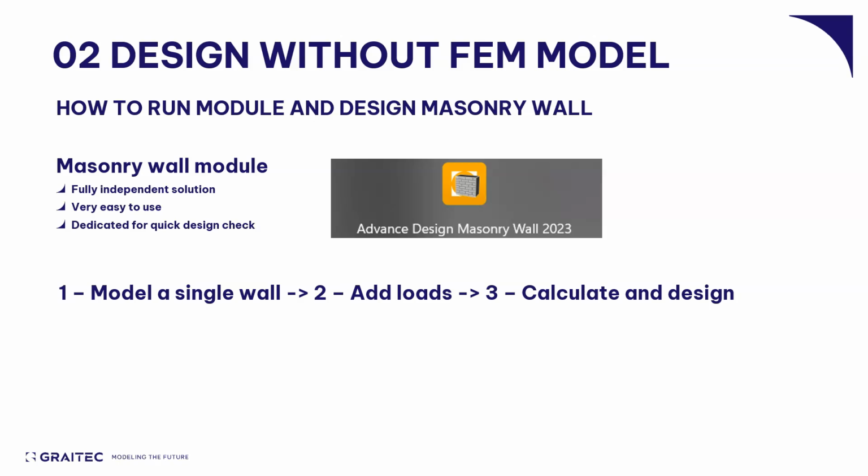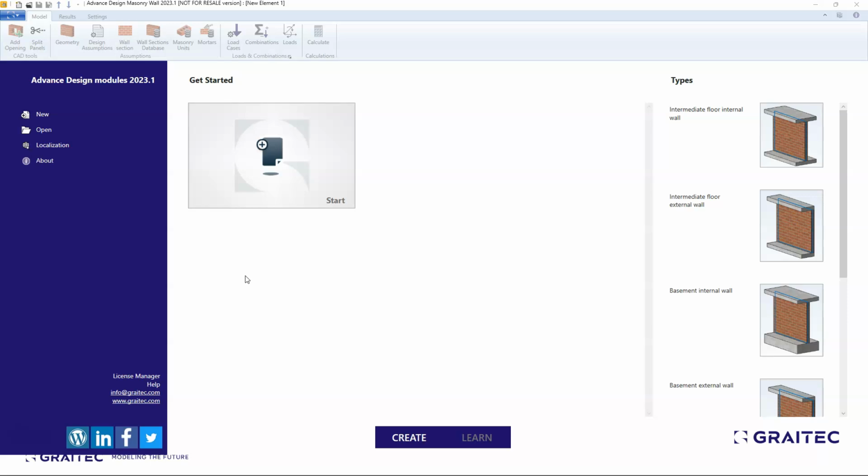So right now I would like to show you the workflow and how it's done, what are some assumptions needed to consider to correctly and, most important, quickly design masonry wall using this module. So as you can see right now, I'm in the module and the possibilities are limited only to design of masonry walls. But if it comes to the design, you have the exact same possibilities allowed by Eurocode 6 that you could see in advanced design.